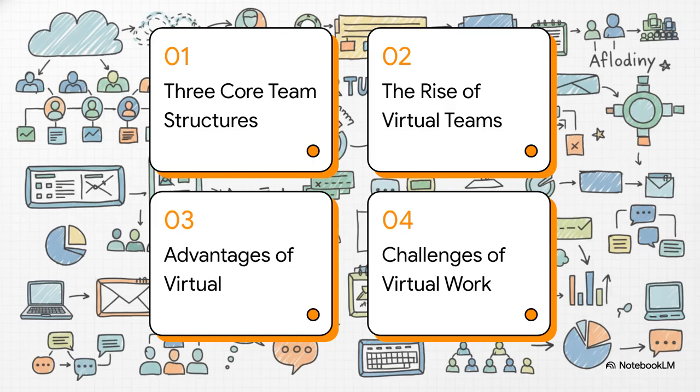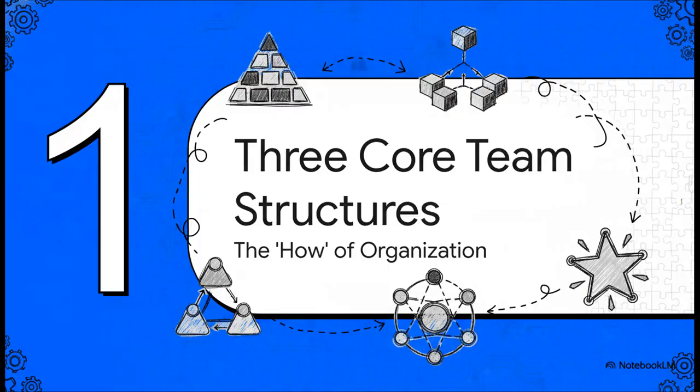Okay, so here's our game plan. We're going to tackle both the how and the where of team organization. First, we'll look at 3 core team structures. Then we'll get into the whole phenomenon of virtual teams. After that, we'll dig into the good stuff, the advantages of going virtual, and finally, we'll balance it out by looking at the challenges. Sound good? Let's go. All right, let's kick things off with Section 1, the how.